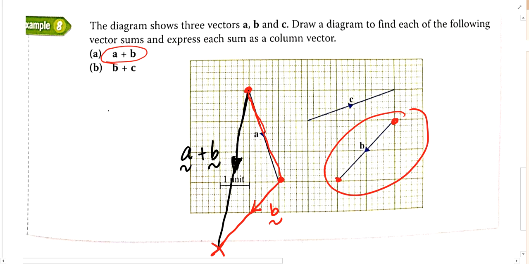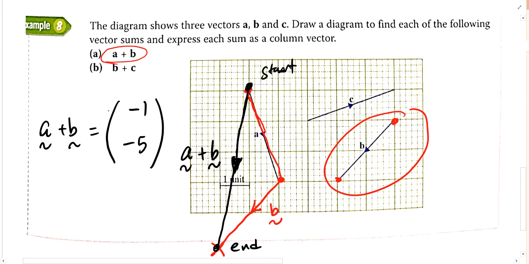So as a column vector, what is it going to look like? Starting from here, this is my start. This is my end. I've got along the x-axis, to the left or to the right? Looking at the start position, am I going to the left or to the right? Left. By how many units? I'm moving to the left by 1 unit. Alternatively, you can say I'm moving -1 unit. Okay? So A plus B will be -1. Okay, 1 unit to the left. And how many units downwards? 1, 2, 3, 4, 5. -5. This is A plus B.